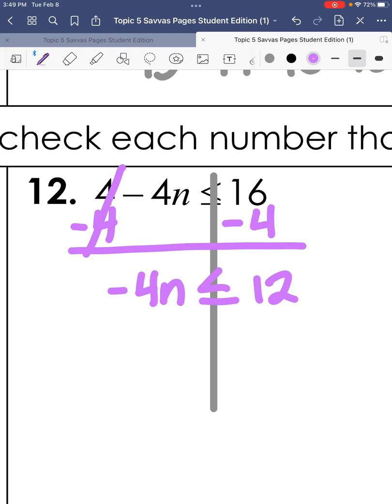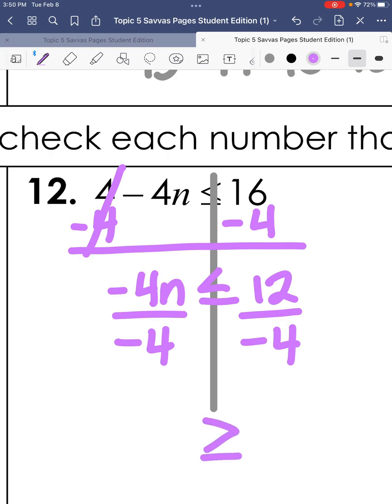Now on the other side, for our next step, we've got negative 4 attached to n. How is it attached? It's attached through multiplication. So I undo that with division. So I'm dividing by negative 4 on both sides. Dividing by a negative 4, what has to happen? If you said the sign flips, you're correct.